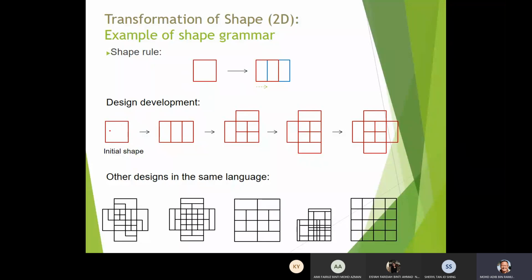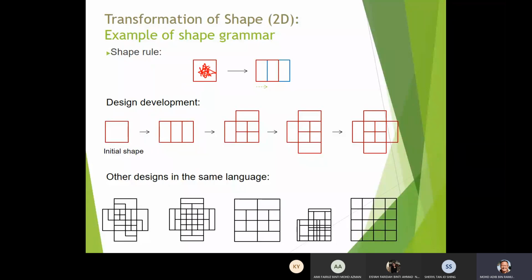Okay, in the design development, you start with a square, and then you apply the rule, you get another square, and then you apply it towards a different position. Again, with this square you have four ways of looking at it. So you can look at it like this, like this, like this, or like this. So there are four possible orientations.